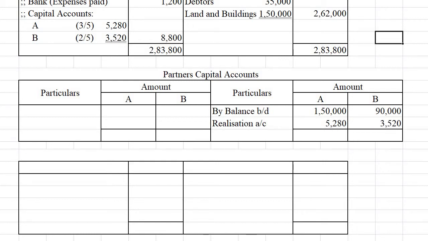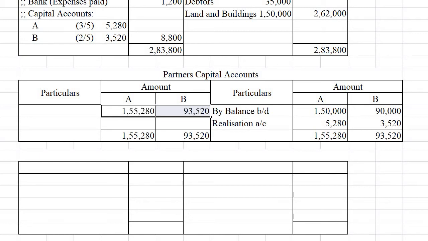Then no other adjustment here. So we can total the capital accounts of A and B: 1,55,280 and 93,520. That will be transferred to the debit side and we will write the balance. We can write the balance of both.